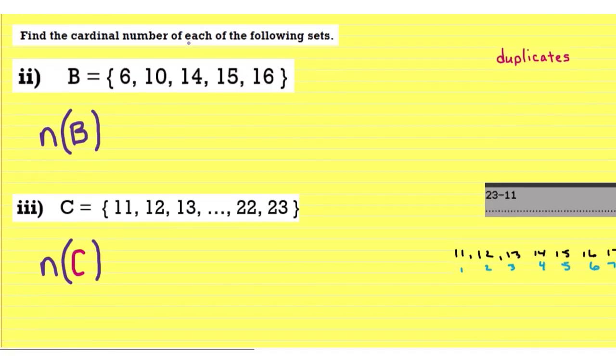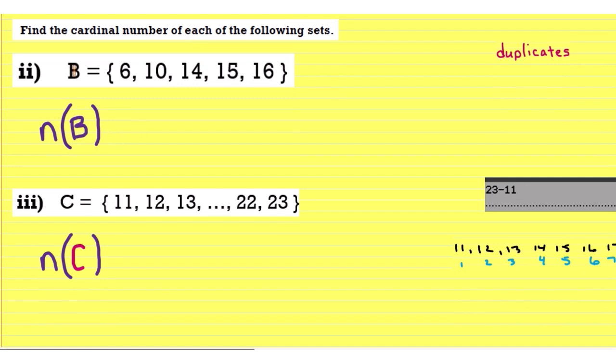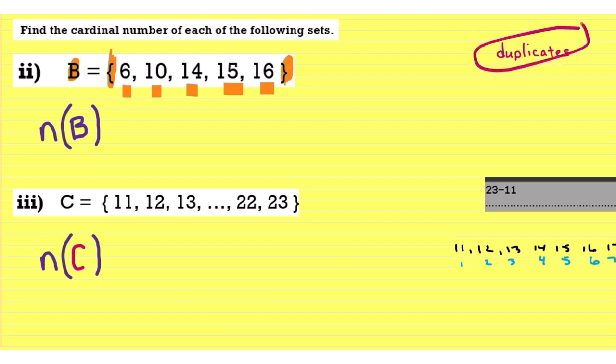Okay. So our next question says that set B is a list. This is the roster format for expressing a set. It's a list of numbers. This list includes 6, 10, 14, 15, 16. There are no duplicates, so we don't have to worry about anything. We don't have to mark anything out. And there are 1, 2, 3, 4, 5 numbers. So we would say that the cardinality of set B is equal to 5.